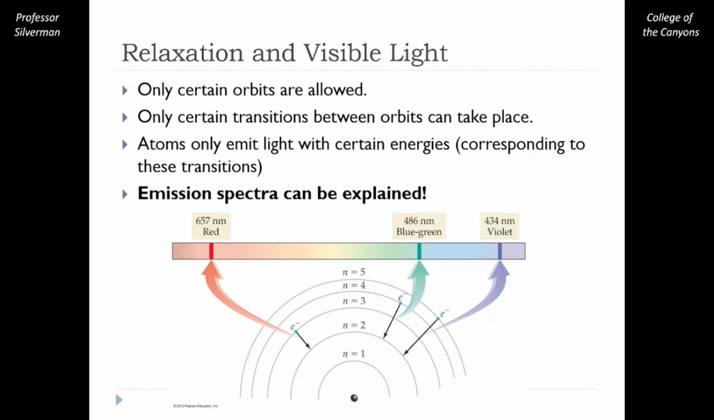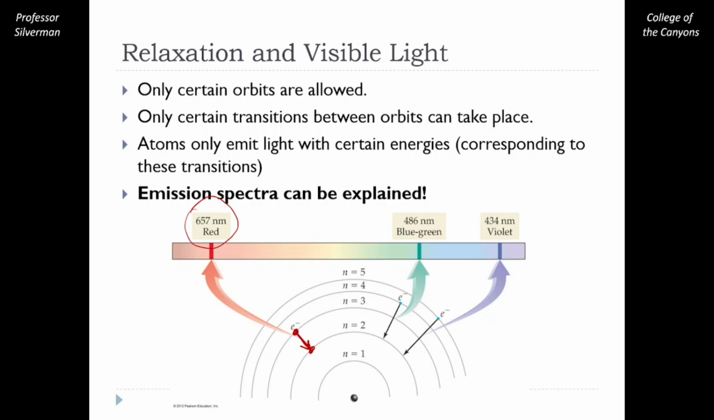In this Bohr model of the atom, our electrons can only be in certain places. And so we can only absorb or emit certain energies of light. In the Bohr model of the atom, this transition from the 3rd orbit down to the 2nd orbit corresponds to an energy of exactly red light with a wavelength of 657 nanometers.